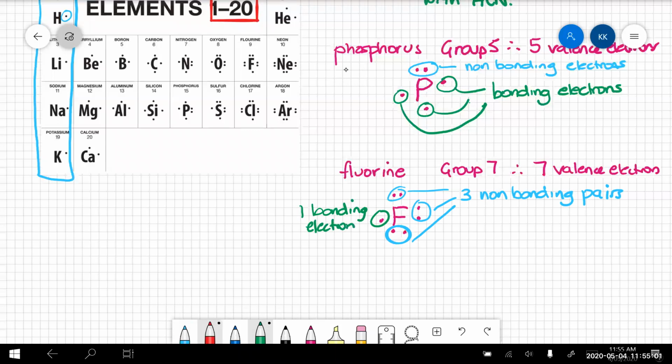I'm sure it's not much of a stretch for you to realise that what this means is that phosphorus can form 3 bonds and fluorine can form 1 bond. So the number of bonding electrons tells you how many bonds that atom can form.